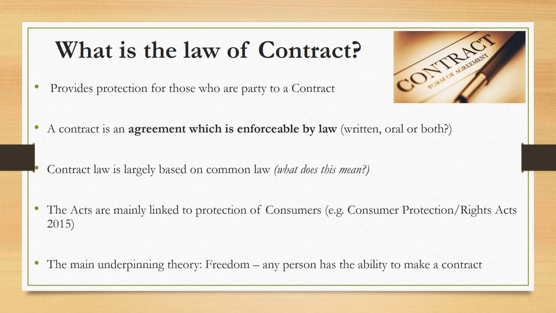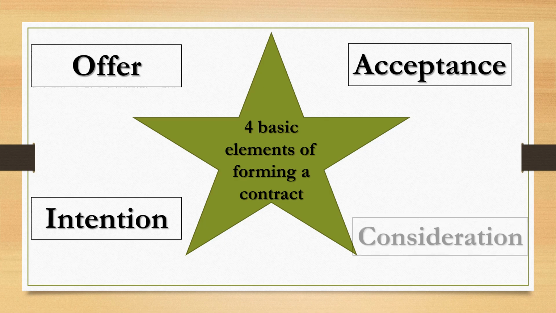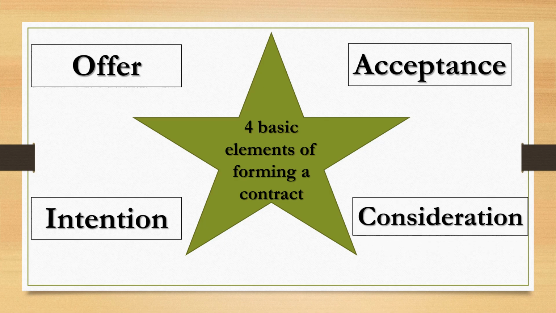And the main underpinning theory, I would say, really around the law of contract is the theory of freedom. Any person has the ability to make a contract. Okay, so the four basic elements of forming a contract are offer, acceptance to that offer, having the intention to create a legal agreement, and then consideration to that contract. So let's have a look at those now.